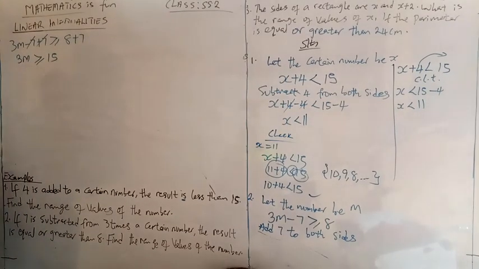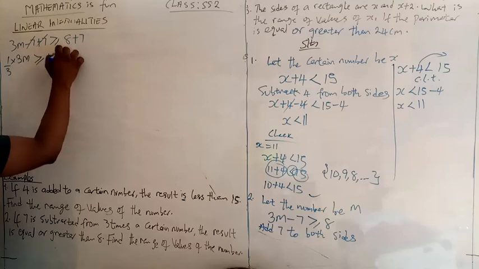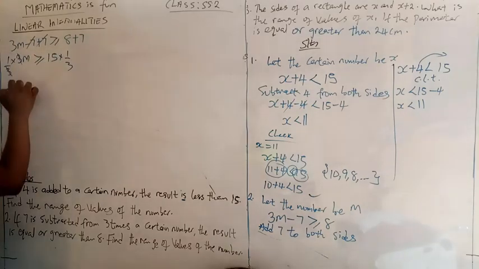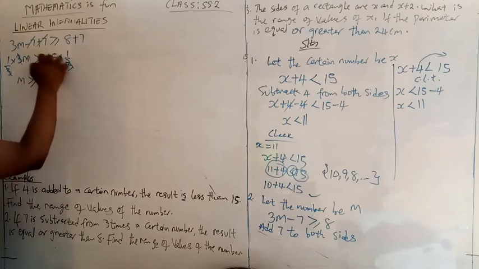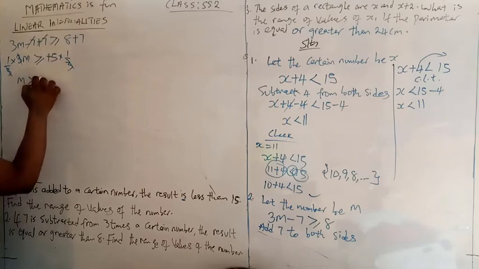So at this point, you need 3m. You need m to be the subject of the formula. So you have to remove 3. How do we remove 3? Use what is called the multiplicative inverse of 3. What is the multiplicative inverse of 3? 1 over 3. Therefore, I can multiply both sides by 1 over 3. Therefore, you have m is greater than or equal to 5.